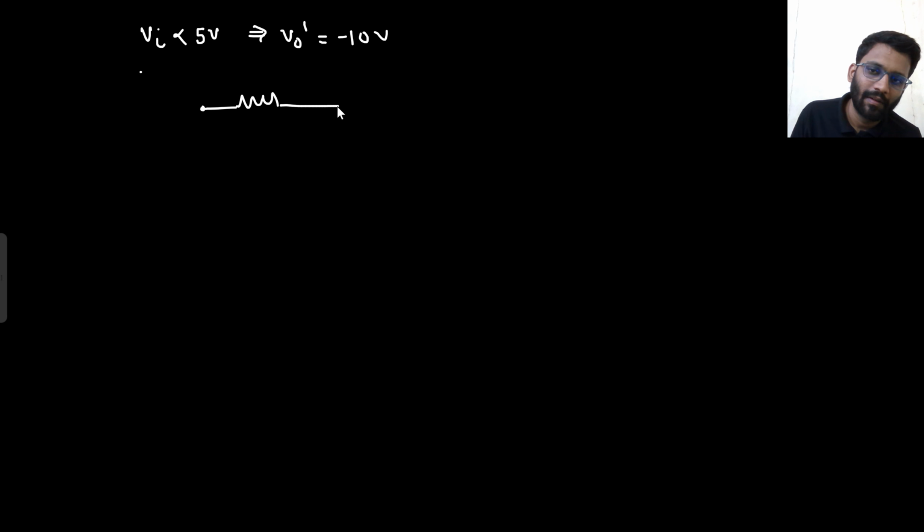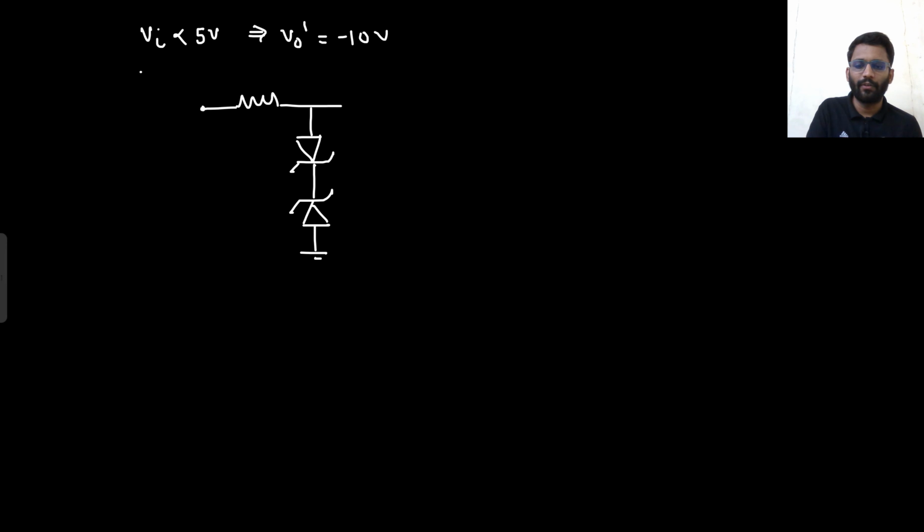Now secondly, if my Vin is less than 5 volt, then what will be my V0 dash? V0 dash will be minus 10 volt. Oh sorry, if Vin is less than 5 volt, my V0 dash will be plus 10 volt. Sorry. My V0 dash will be plus 10 volt. This is your V0 and this is your plus 10 volt. I keep writing minus again and again. It would be plus 10 volt.